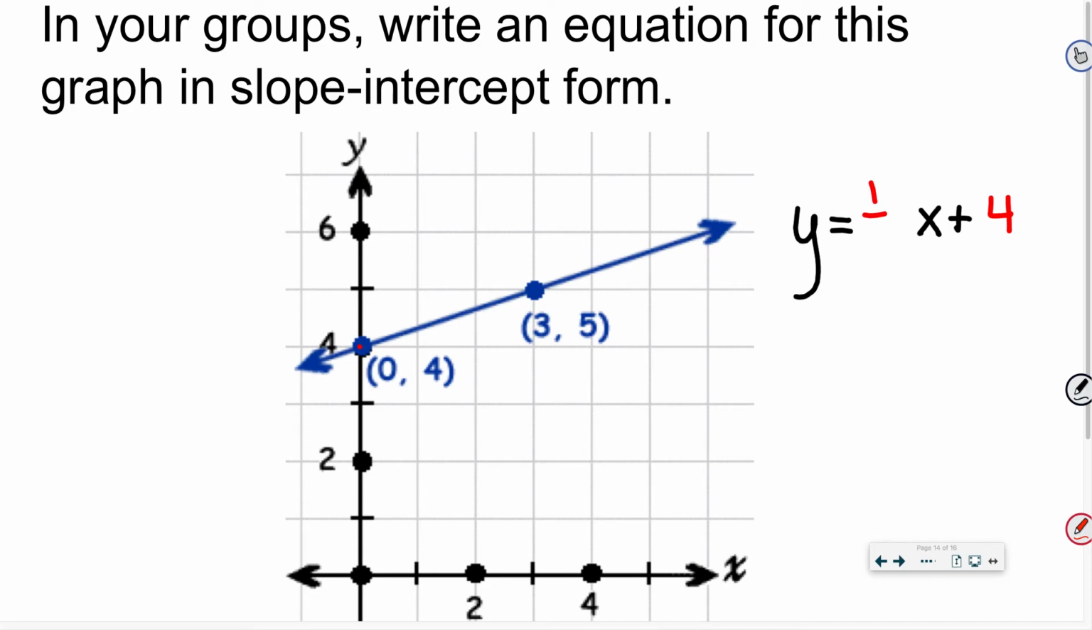1/3. Yes. Because now look, I go from this point. I'm going from a y value of 4 to a y value of 5, so I'm going up 1. And then I'm going from an x value of 0 to an x value of 3. So I'm going over 3. So that would represent my line.